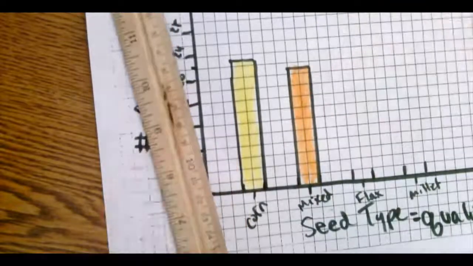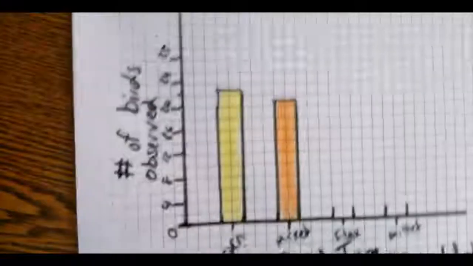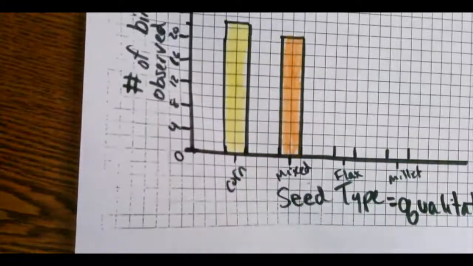Okay, so that's how you go about making a bar and a line graph, how you tell the difference between the two, when is one appropriate versus not.